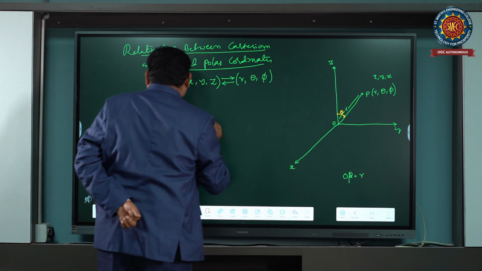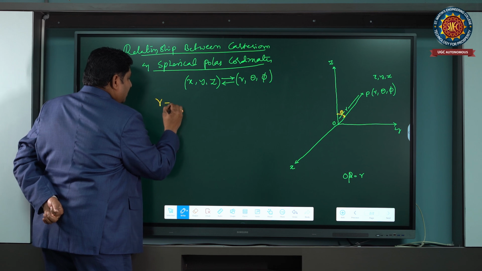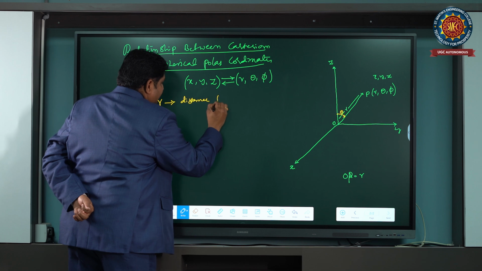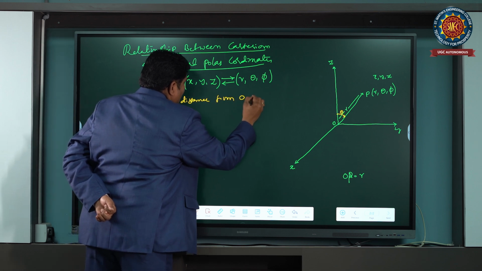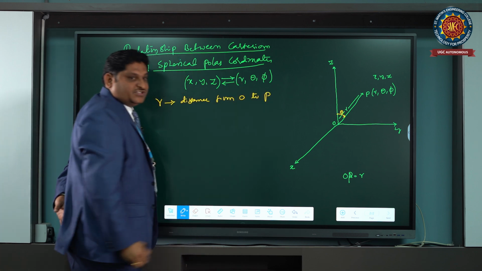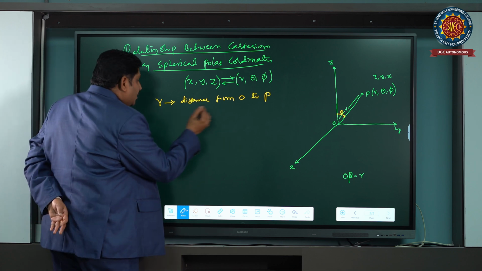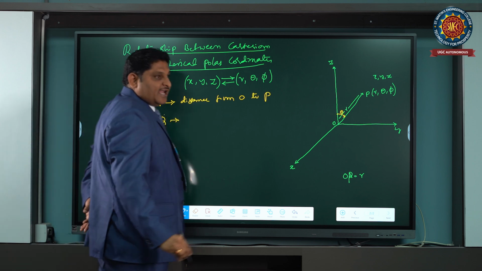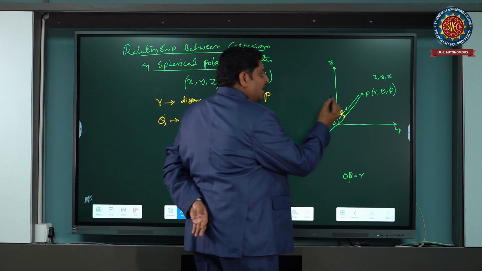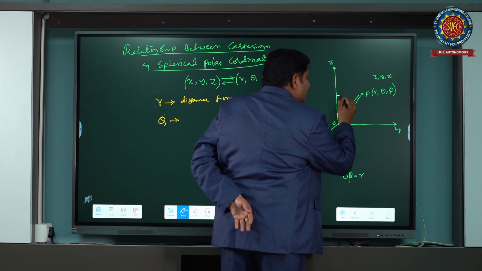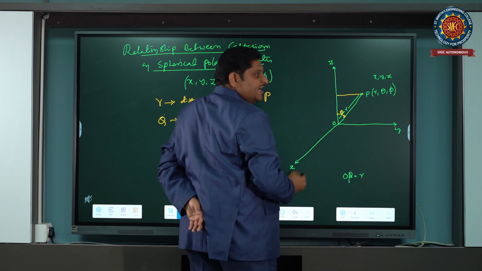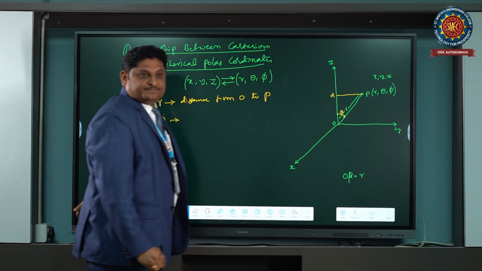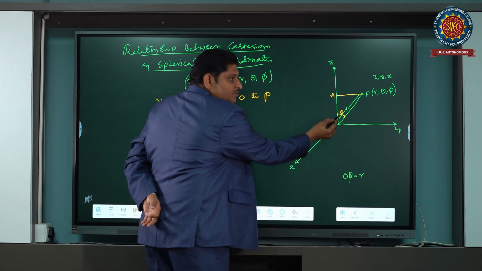Now what is theta? R is the distance from O to P, which is called the radial distance. Now what is theta? Before theta, I can consider one perpendicular line from P to the Z axis. It will intersect at a point A with an angle theta.